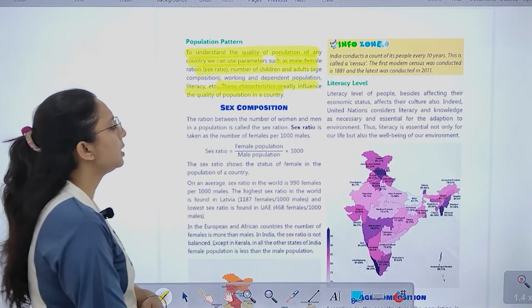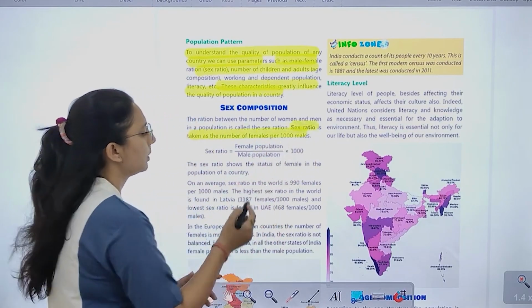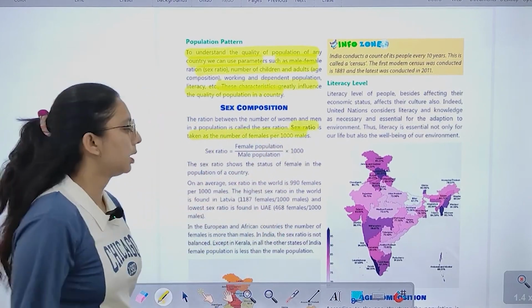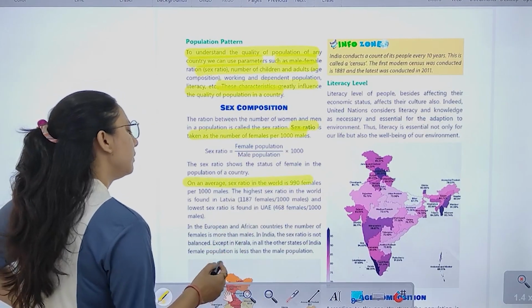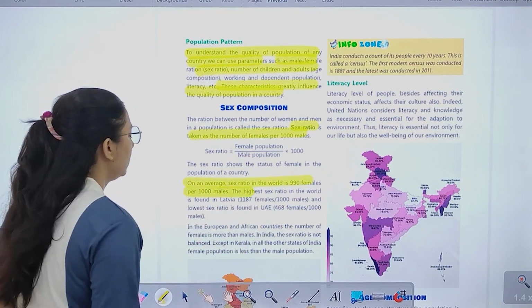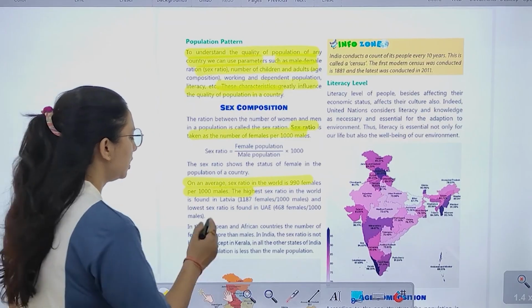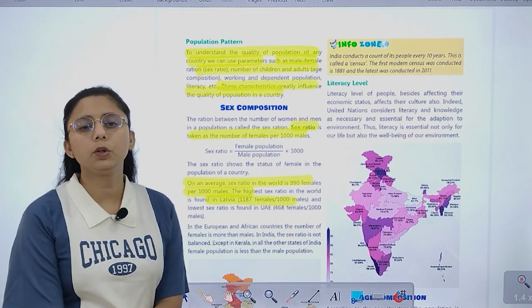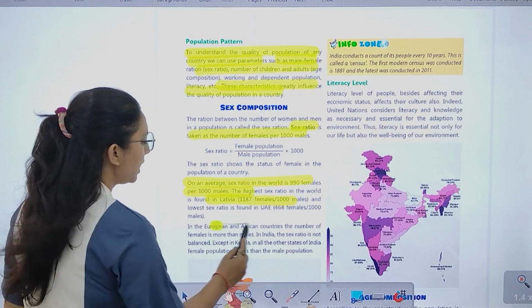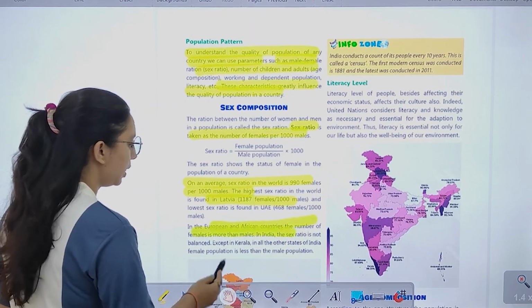Now sex composition, it is taken as a number of females per 1000, मतलब female upon male into 1000. And on average sex ratio the world 99 females and 1000 males. And वही highest sex ratio जो world का वो लाटविया में है and lowest is found in UAE. In European African countries the number of females is more than number of males.